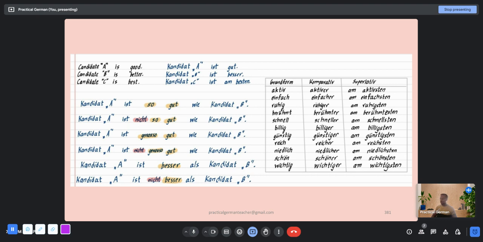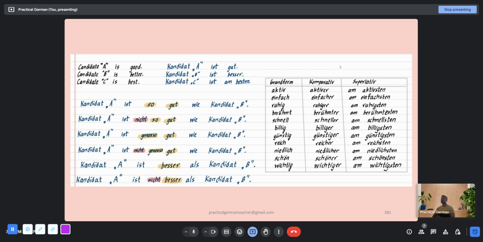So just so that someone has some reading practice, Gaurav, please read this table the way I'm reading it. Aktiv, aktiver, am aktivsten, and so on. Please read, if you don't mind. Aktiv, aktiver, am aktivsten, not aktivisten, aktivsten. Einfacher, am einfachsten.